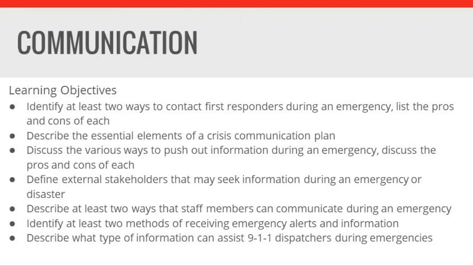You'll also be able to define external stakeholders that may seek information during an emergency or a disaster. You'll be able to describe at least 2 ways that staff members can communicate internally during an emergency. You'll also be able to identify at least 2 methods of receiving emergency alerts and information. And you'll describe what type of information is useful to assist 911 dispatchers during an emergency.